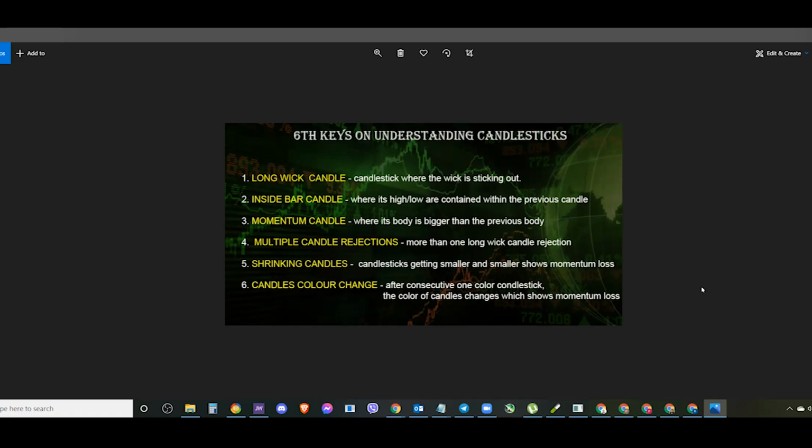I hope you learn again here in Earn Money at Home Worldwide in our 101 trading tips, and please take note the 6 keys of understanding candlestick.